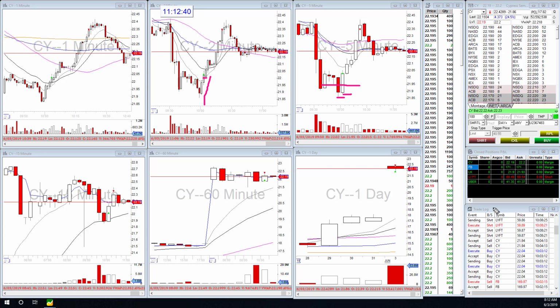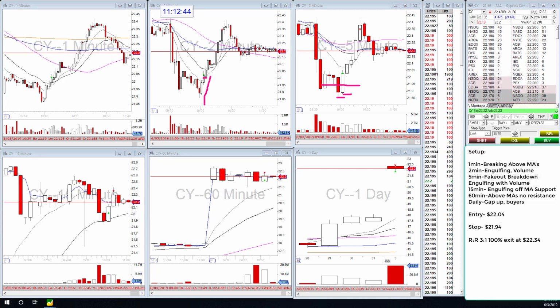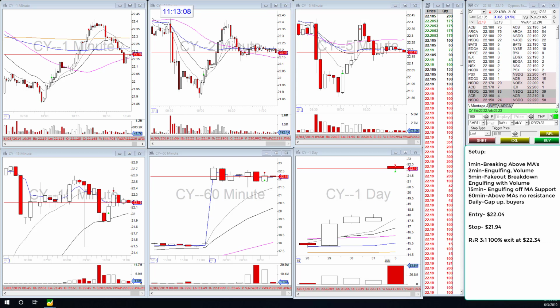Okay, so then where was my risk to reward? I waited and waited and waited, and it was 22.34 right there. And what is that? I was risking 10 cents, got in at 04, stop put at 94. So my risk to reward was an even Steven 3-1.